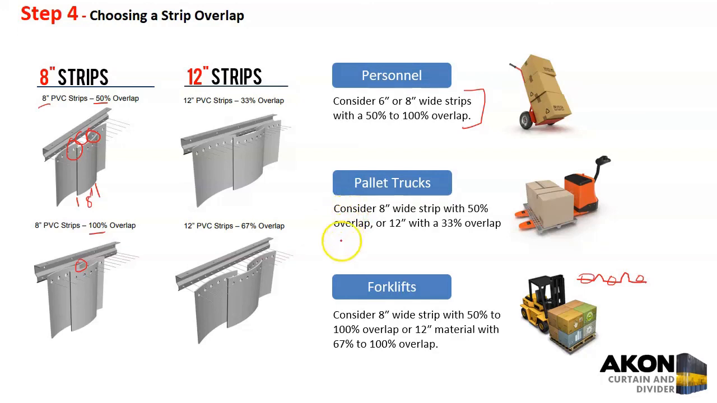So hopefully this video was helpful for you. On Acon's website, you can go through and fill out all of our forms. They're very basic, probably around six questions, and then we send you a detailed quote which goes over the overlap, the strip width, and the type of strips.